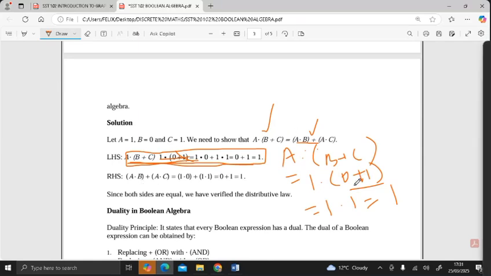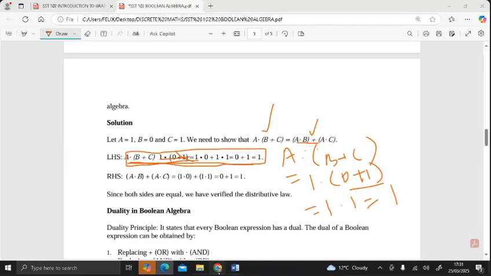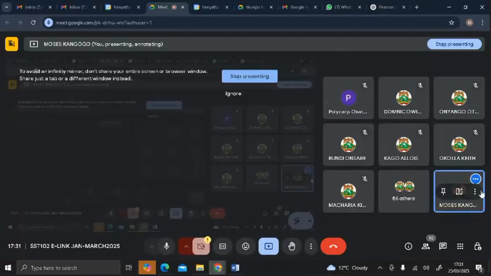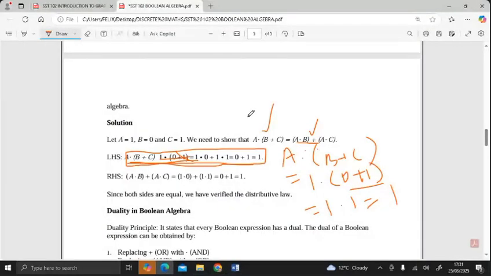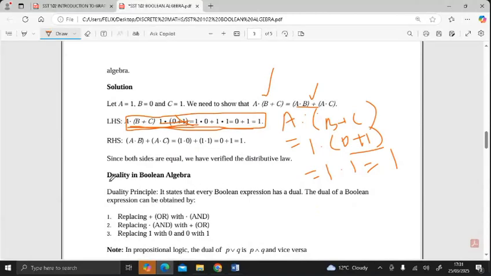This one should not be this way. And we are not applying the distributive law to the left-hand side. Rather, what we're doing is to analyze the left-hand side as it is, and then the right-hand side, so that when we compare the two, we see if they are equal, well and good. We say then that it leaves the distributive law verified. Okay.